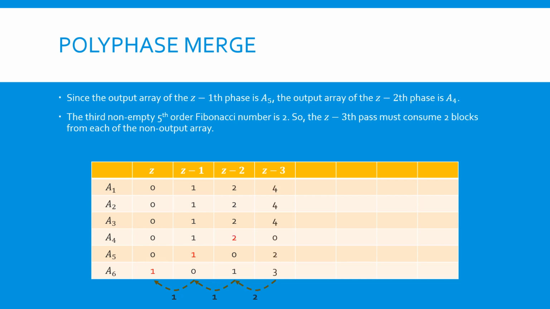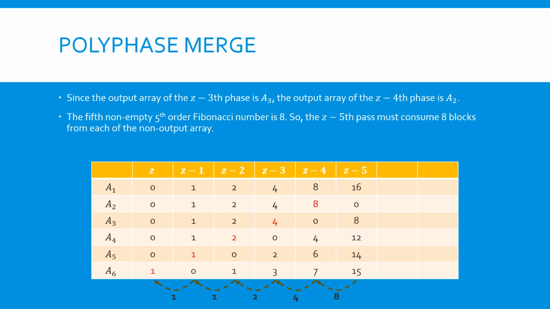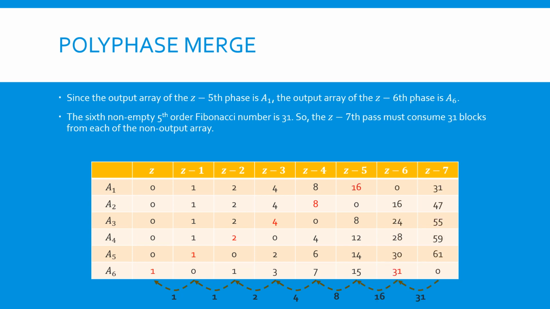With the same logic, we can infer the data block distribution before the z-2th merge phase, before the z-3rd merge phase, before the z-4th merge phase, before the z-5th merge phase, and finally before the z-6th merge phase.